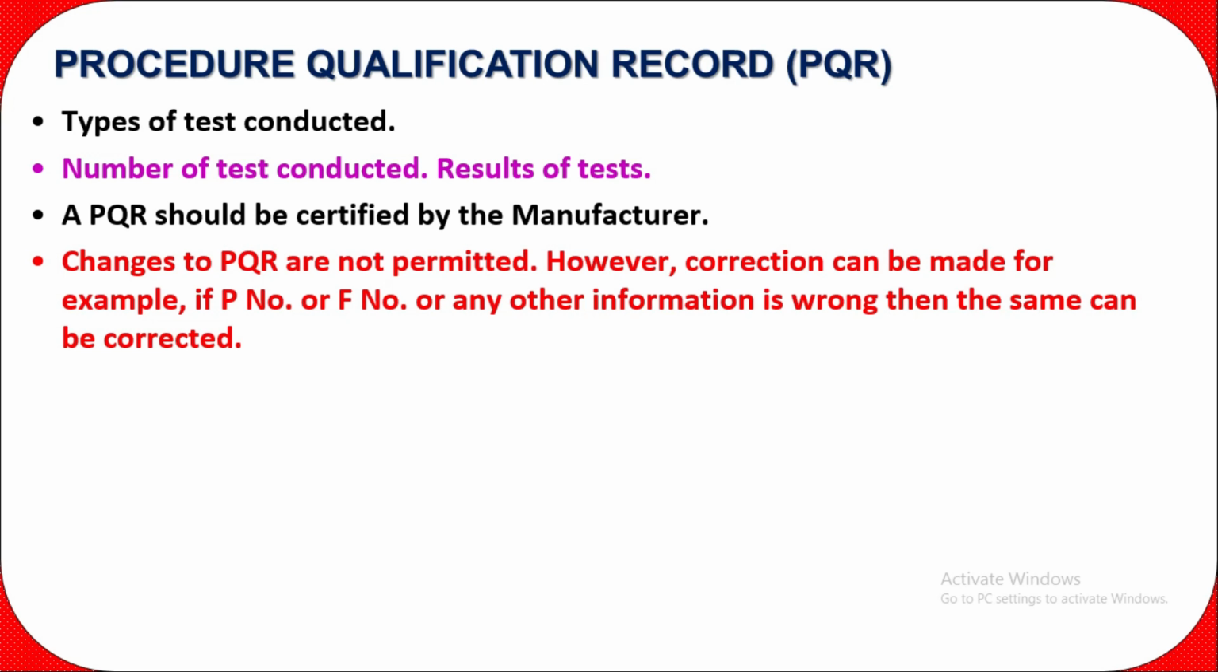Changes to the PQR are not permitted, however corrections can be made. Once the PQR is done, with the actual values and everything, you cannot change anything. However, corrections can be made. For example, if the P number or F number or any other information is wrong, then it can be corrected. If you think the P number for this particular base metal is mentioned wrongly, then you can correct it. Correction can be done because this is a typing error.